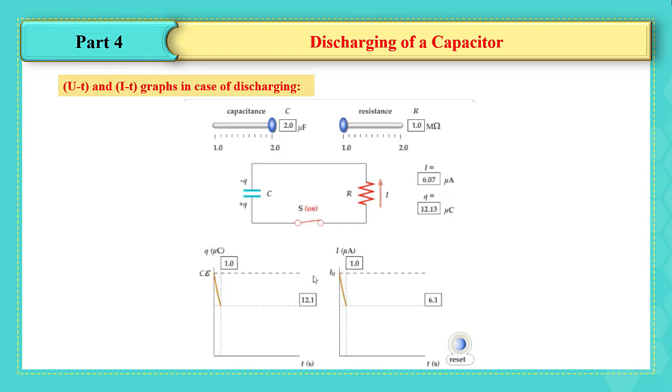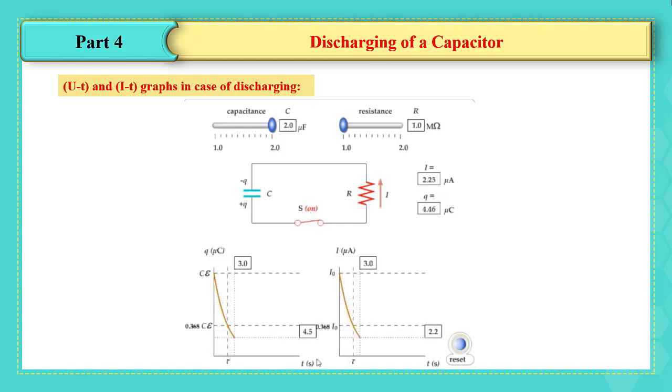We are going here in this animation to see the variation of Q as a function of t and the variation of I as a function of t. Notice here that both graphs are decreasing exponentially because they are faster at the beginning and slower at the end.